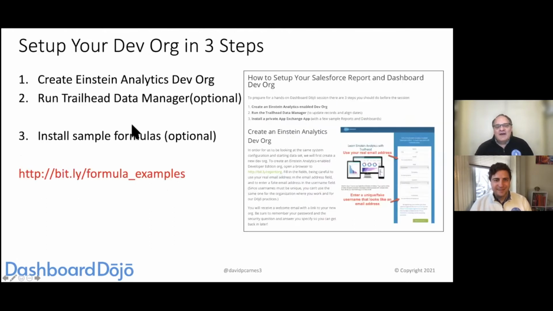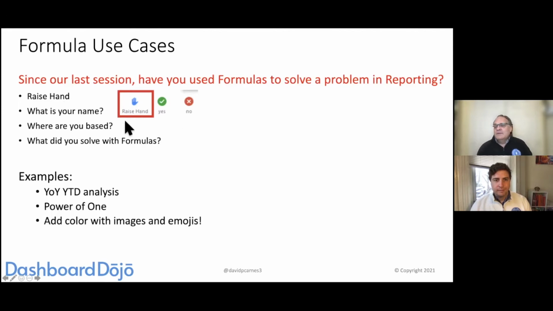If you haven't set up your dev org, this is the final mention of it. There are 3 steps if you want to do them, but we only need you to do the first step for today, which is to have this special kind of dev org. If you do it in your own production instance, it's not my favorite thing, because the data will obviously be different and you're mucking around in production. So the best bet is to set up one of these orgs. It's yours forever, and you can use it in a future dojo if you join us again.